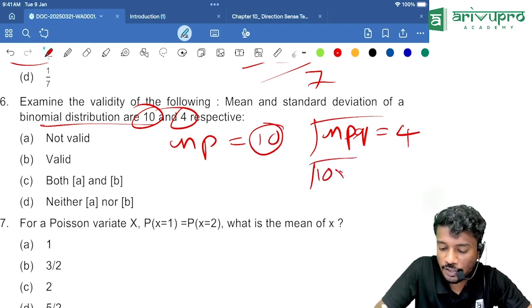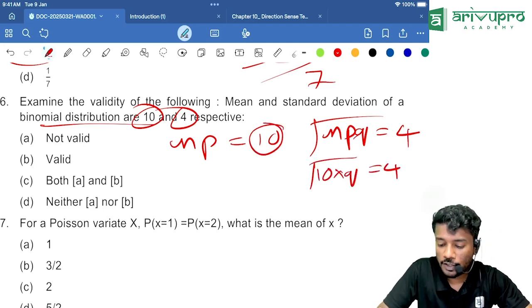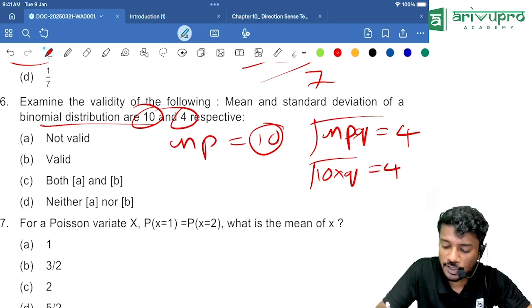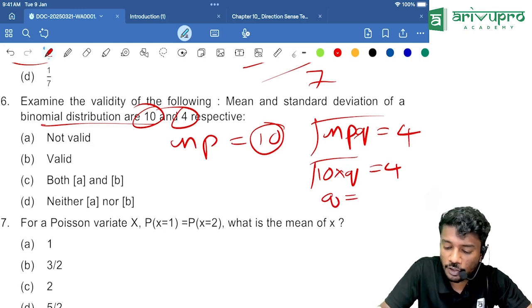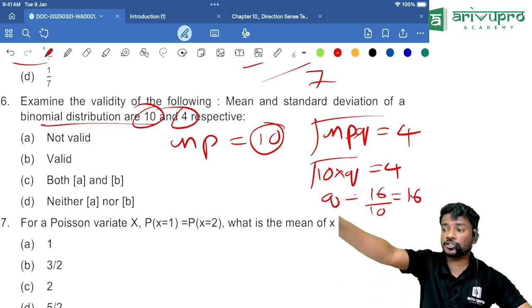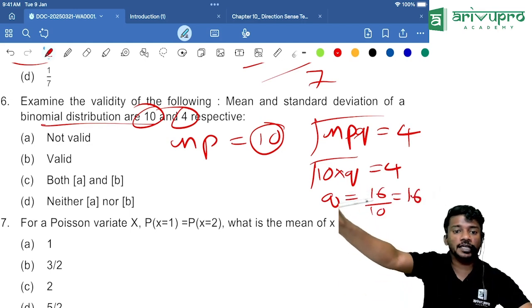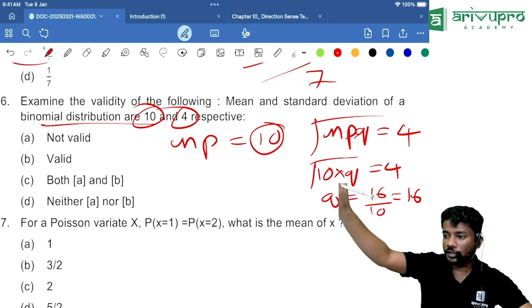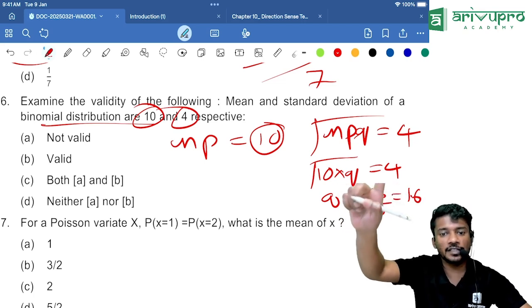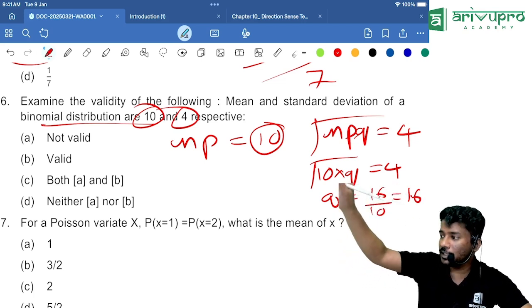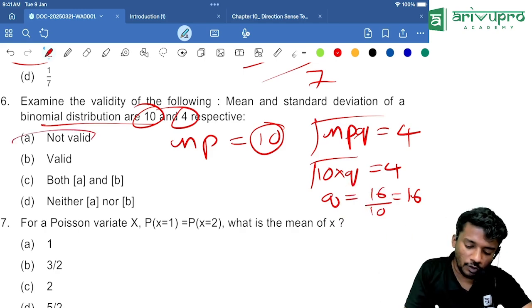Root of 10 into Q is equal to 4. So Q will be how much? Squaring both sides, Q is equal to 16 divided by 10, which is equal to 1.6. Is it possible? Q value should be in between 0 and 1. So P value also should be in between 0 and 1. It's a probability, right? So the answer is not valid.